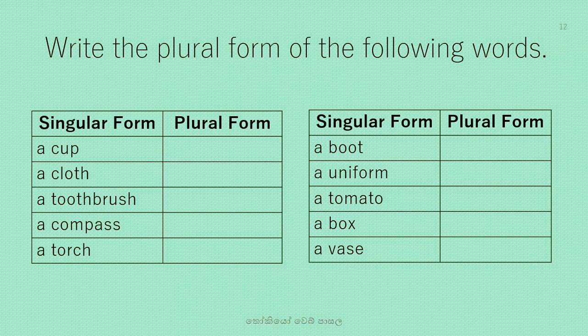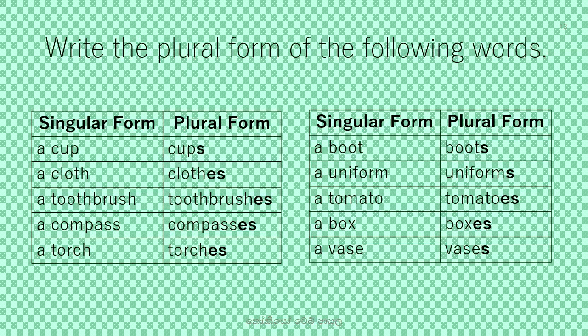Okay, so I hope you have been able to find the plural words for these singular words given. So let's discuss the answers. If we look at the word cup, it is a regular noun. We add s: cups. And then cloth, which ends in th: clothes. We need to add es.